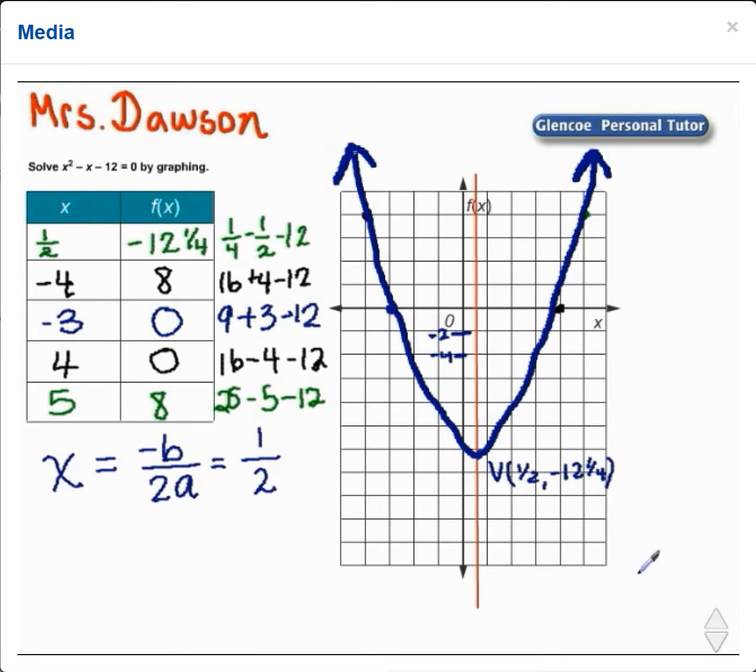Now that we've graphed the parabola, we can solve by finding the x-intercepts, or zeros. So if you take a look, the x-intercepts, or zeros, are right here. That is where x is equal to -3 and x is equal to 4. And we can check that by seeing that we got 0 for f of x when we substitute in -3 and +4. These are the solutions of the quadratic equation.